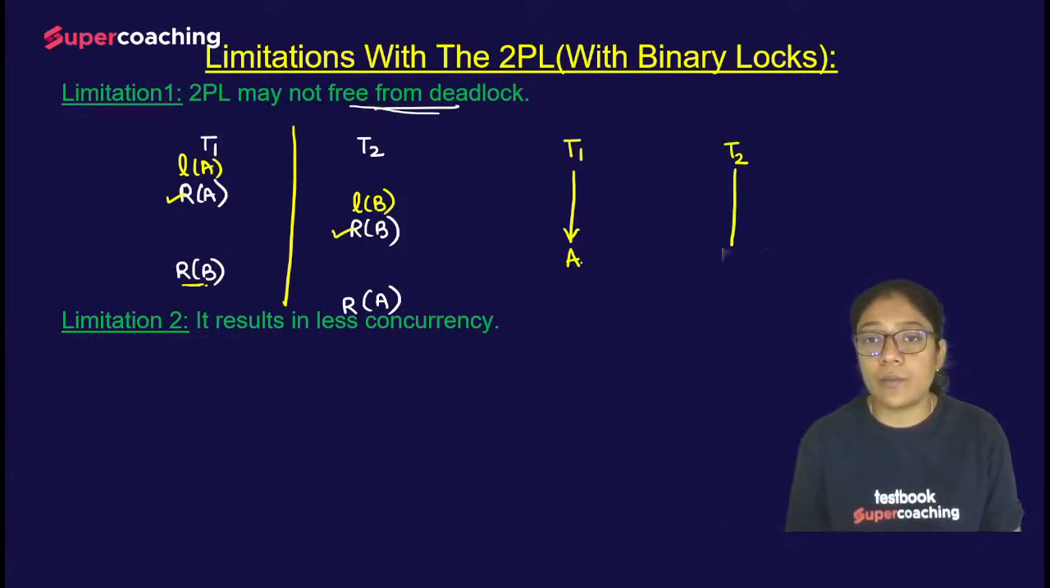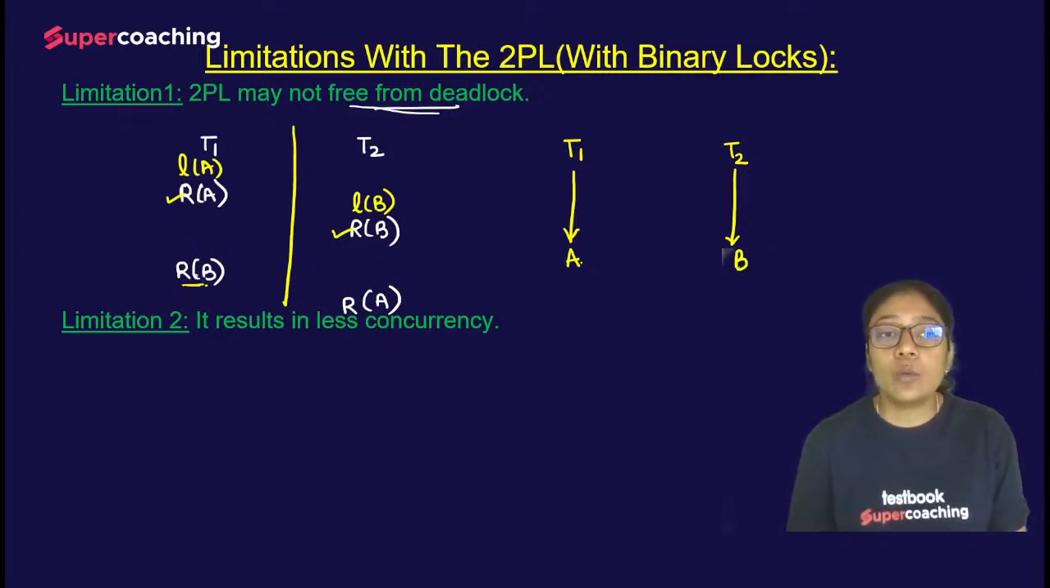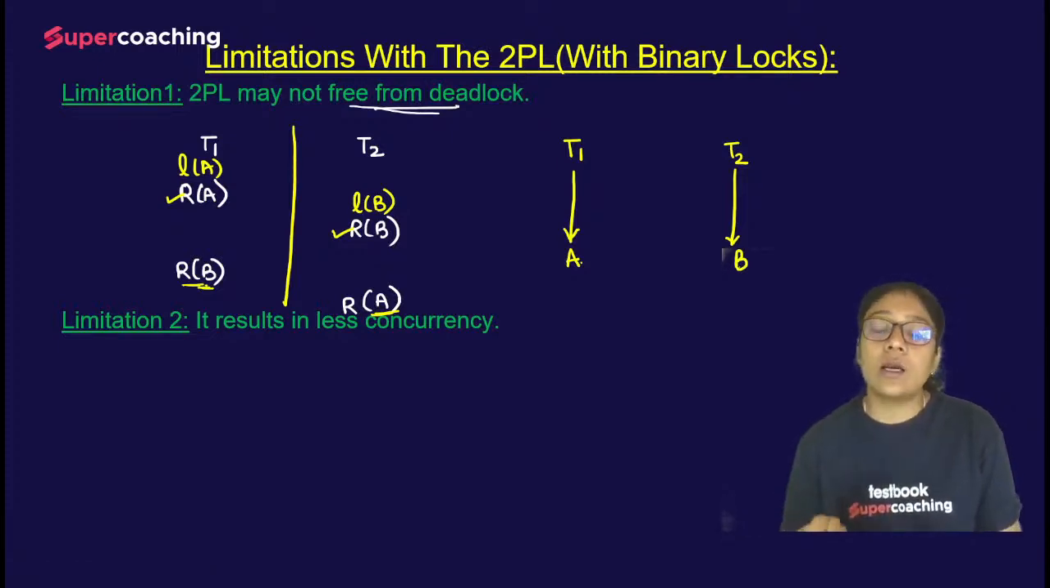T2 is acquiring a lock on data item B. Now T1 wants to get a lock on data item B, but data item B is already locked by transaction T2. And T2 doesn't want to unlock it because it wants one more lock. T2 को एक और lock चाहिए. 2PL में दोनों locks पहले grant होंगे फिर unlock होगा.